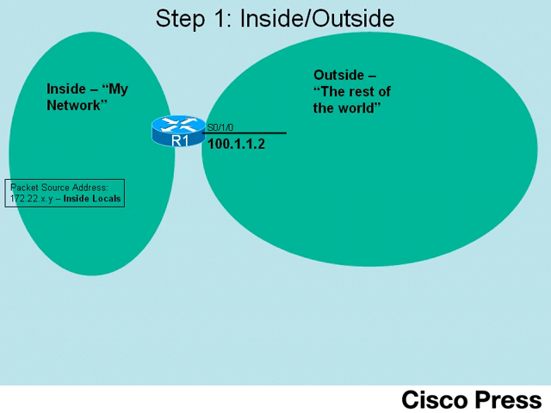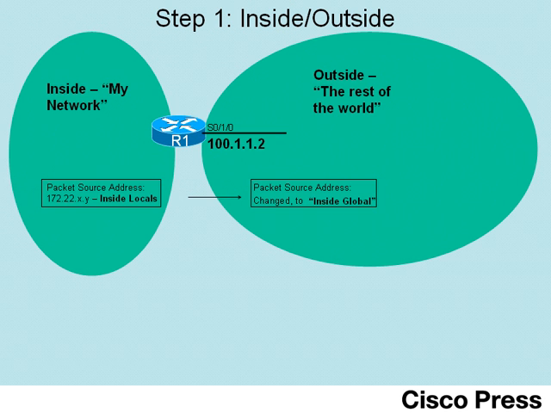Now, if I think about a host that sits inside my network, when it sends a packet, that packet's got a source and destination IP address. And that source address in particular is going to need to change to an IP address that's globally routable. So I'll use two different terms to describe that. First of all, on the inside, I'm going to use the term inside local to describe that private IP address, in this case in network 172.22.